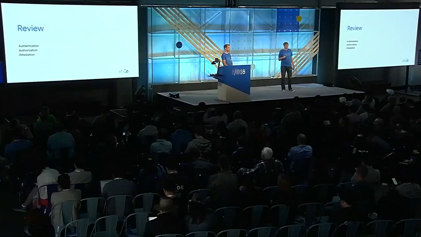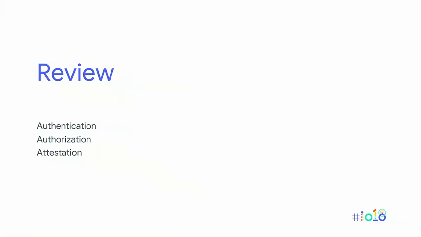Quick review, we talked about authentication, checking that something is genuine or valid. Authorization, checking that it is allowed to do what it's trying to do, and attestation, which is checking the integrity of a computing device specifically. And now Wayne is going to show us.